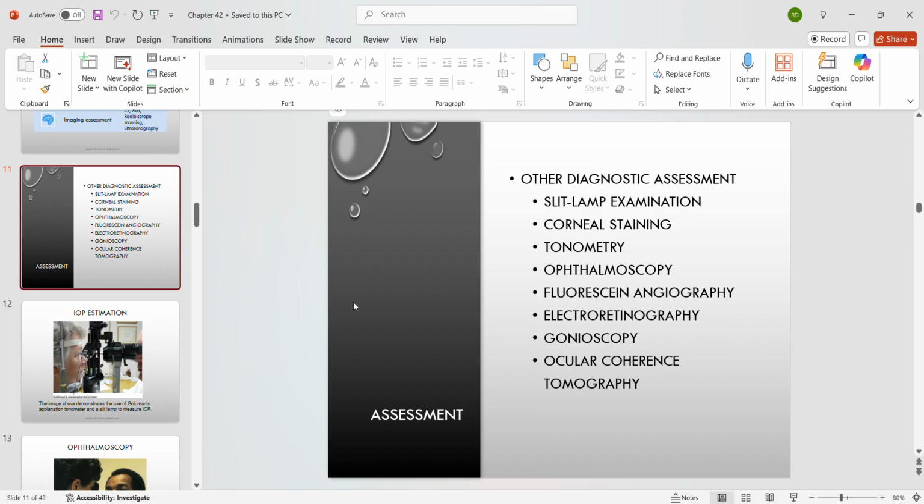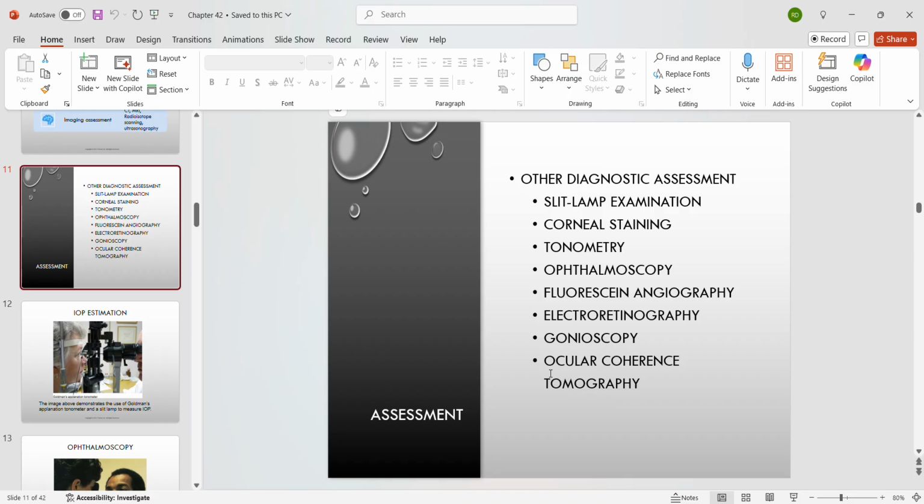Then you got fluorescein angiography. That involves injecting a fluorescent dye into the bloodstream and then taking pictures of the retina as the dye circulates. It helps doctors identify abnormalities in the retinal blood vessels, especially if they have diabetic retinopathy or macular degeneration or retinal detachment. It can help identify various retinal diseases, including age-related macular degeneration, retinitis pigmentosa, or diabetic retinopathy.